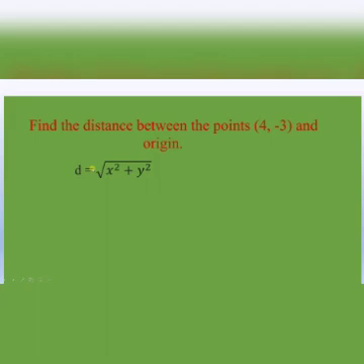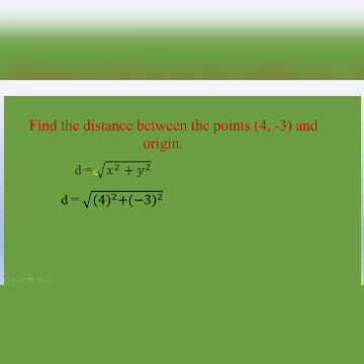Here the x value will be 4 and the y value will be -3. So now it has become d is equal to root of 4 square plus (-3) whole square. In the next step, d is equal to root of, 4 square value will become 16, plus (-3) whole square value will become 9.